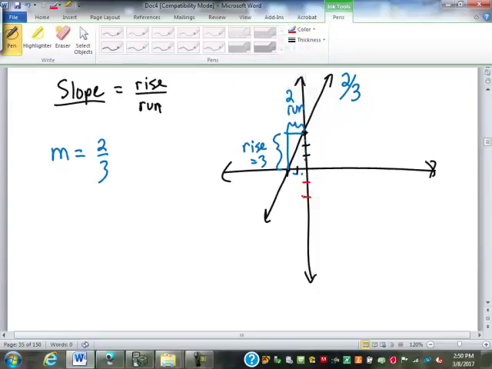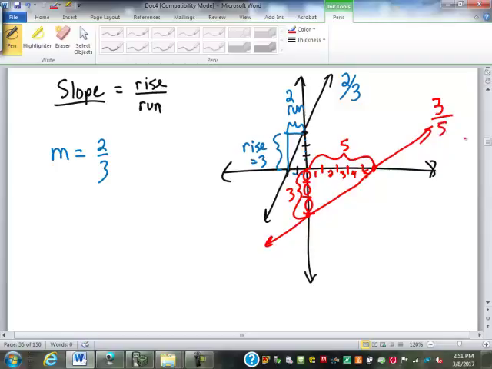Similarly, I can draw a line like this. So what's the slope for this line? Well, again, we have a rise here of how much? Careful. 1, 2, 3. And we have a run of 5 units, right? So the slope of this, rise over run, rise of 3 over run of 5.